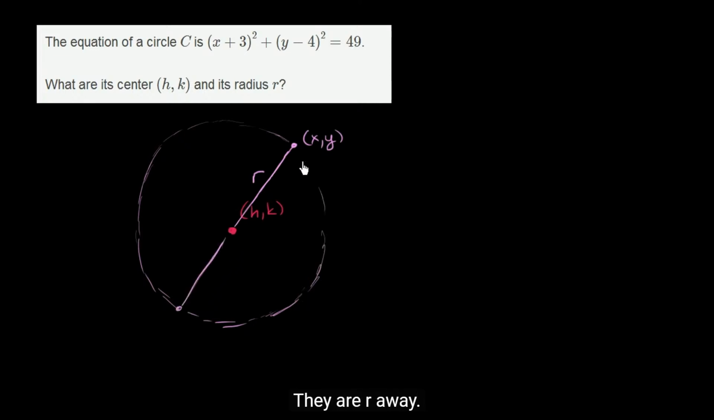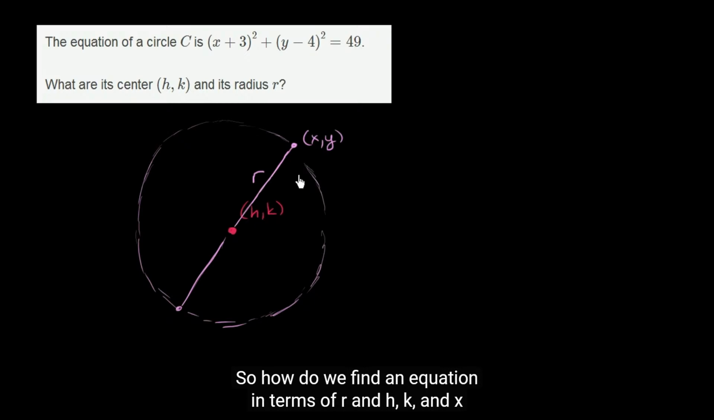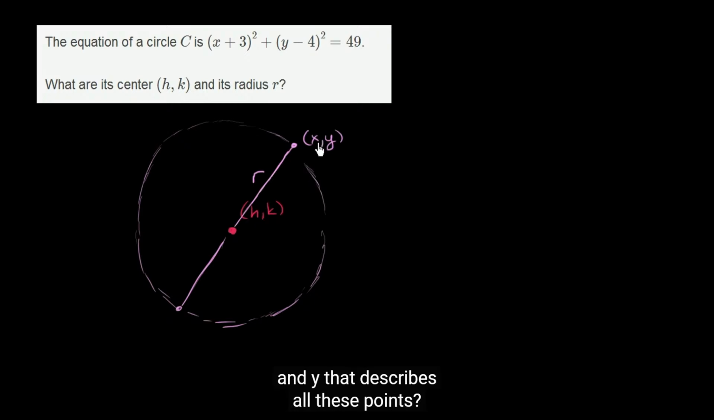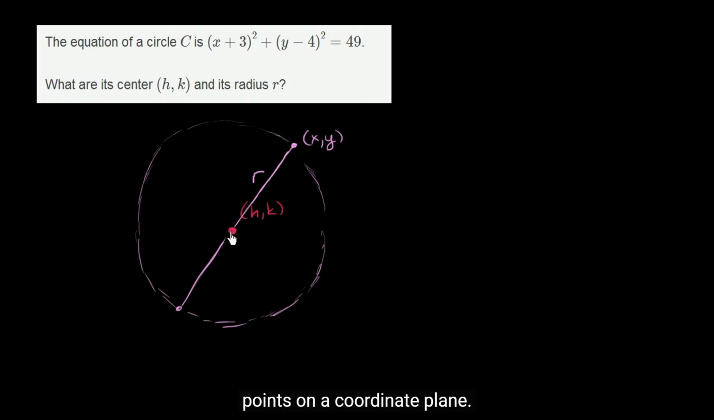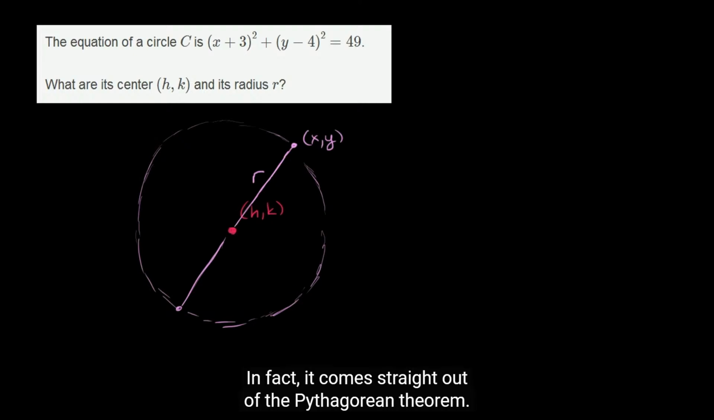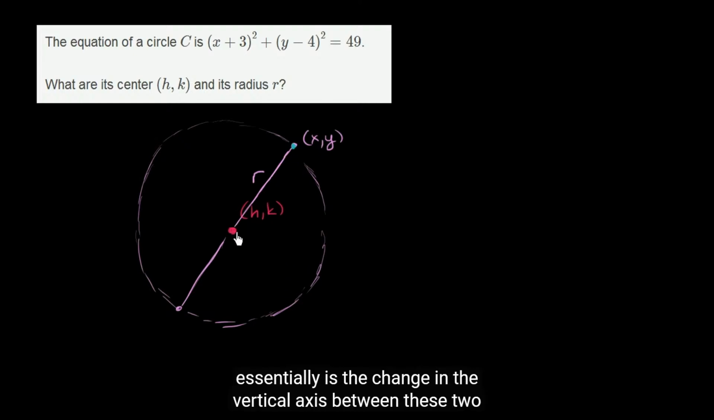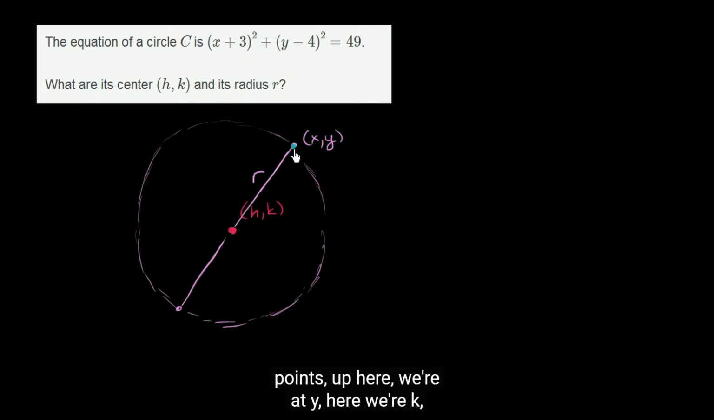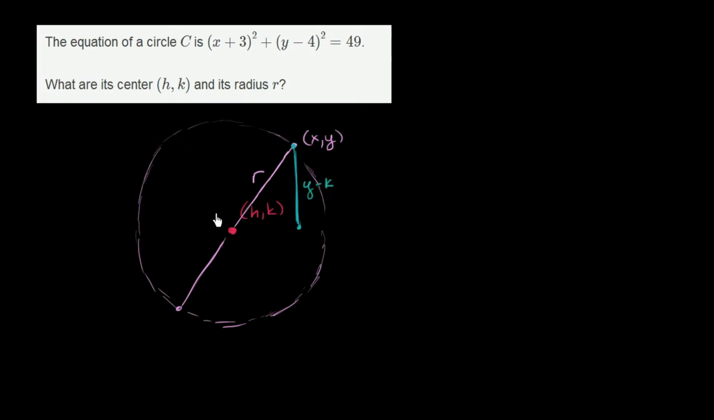They are r away. So how do we find an equation in terms of r, h, k, x and y that describes all these points? Well, we know how to find the distance between 2 points on the coordinate plane. In fact, it comes straight out of the Pythagorean theorem. If we were to draw a vertical line right over here that essentially is the change in the vertical axis between these 2 points, up here we're at y, here we're k, so this distance is going to be y minus k. We can do the exact same thing on the horizontal axis.